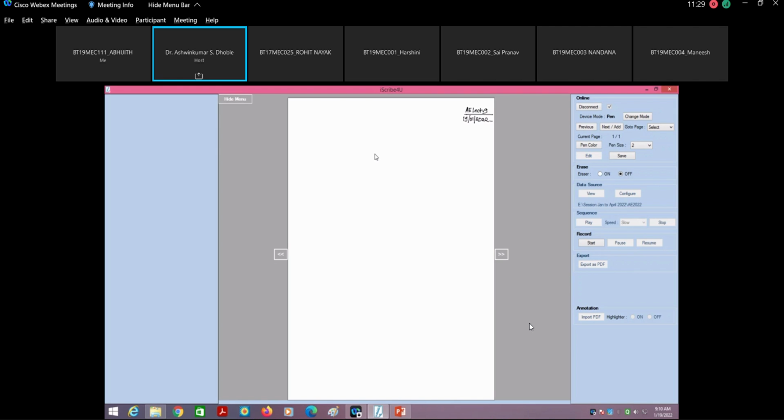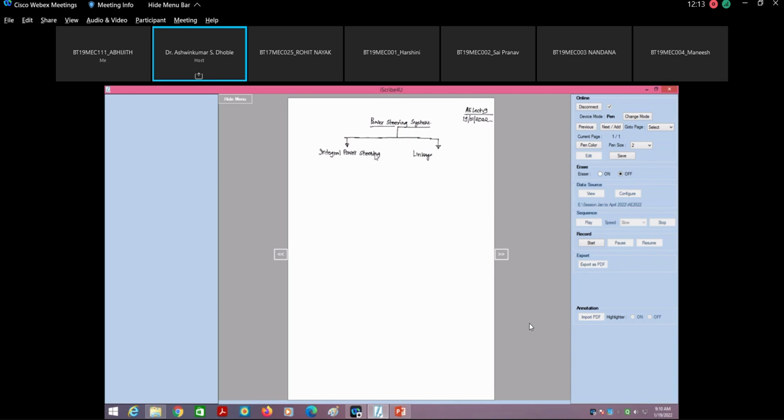Now I will be drawing the power steering pump, the power steering system. If you see the mechanical power steering system, which is using the hydraulic pump, it is classified into two types. One is integral power steering, and the other one is the linkage type of power steering system.